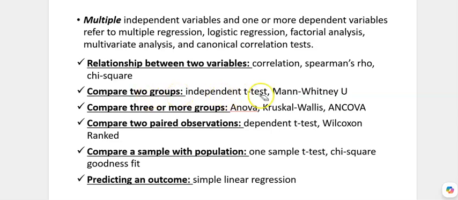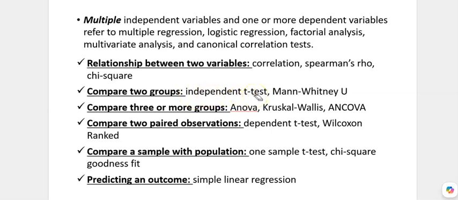Now, if your intention is to compare the means of two groups, you can opt for the independent t-test or the dependent t-test. You can see here that with two independent groups, it means the two groups are different groups. It's not the same group. In that case, when you compare the means of two different groups, you will opt for the independent t-test.